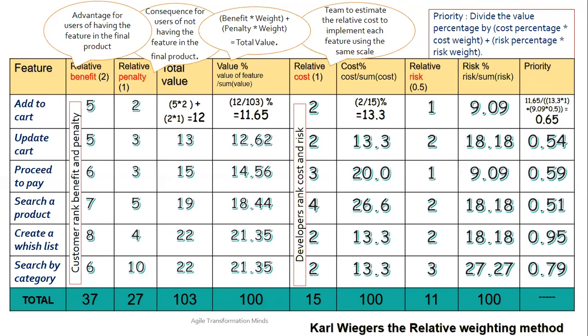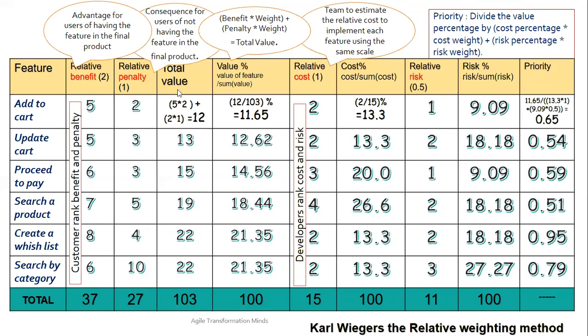If we deliver this feature, add to cart, what is the benefit you are getting? The customer says, okay, out of 10, I get a benefit of 5. And the customer also says, if you don't deliver this, out of 10, there's a penalty of 2, which I might lose. If you look at the last one, search by category, the customer says that if it is not delivered, it's a penalty of 10, which means the customer values it more. Create a wish list too. So these are high features for the customer. So the first step is the customer puts a random number between 1 to 10 on benefit and penalty.